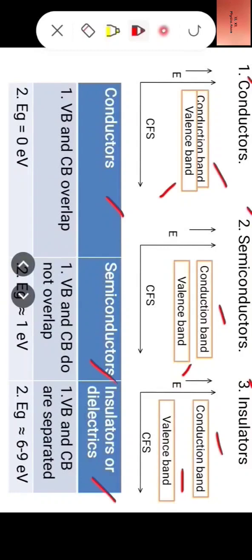Now first, in conductors, valence band and conduction band overlap. In semiconductors, valence band and conduction band do not overlap. In insulators or dielectrics, valence band and conduction band are separated far apart.